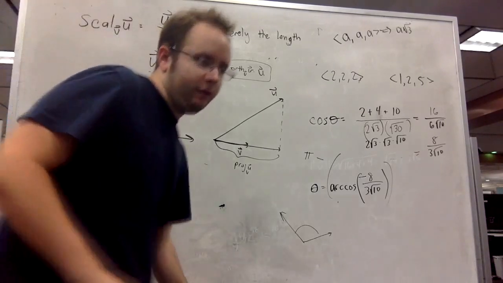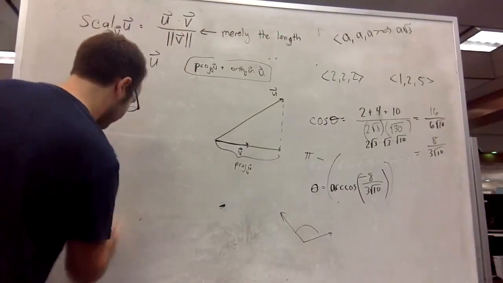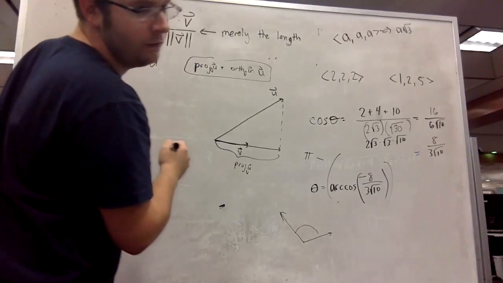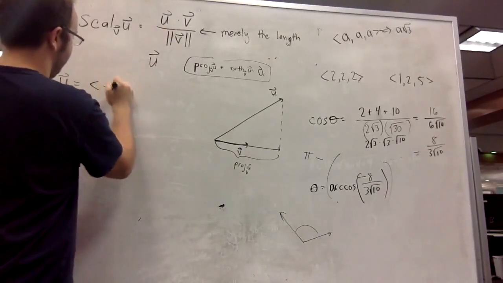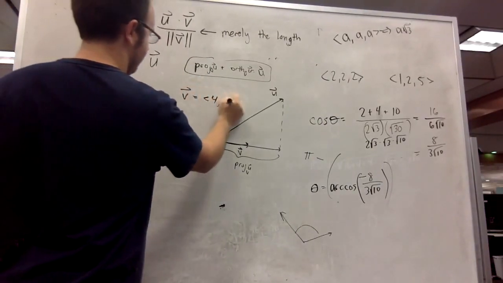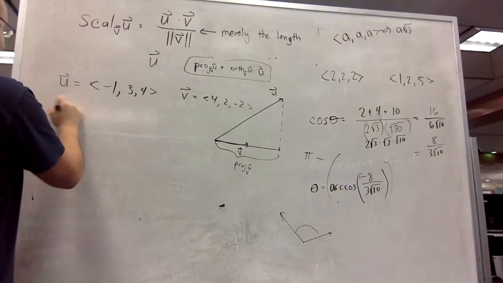So the problem we're given is: what's vector u? u is negative 1, 3, 4. And v is 4, 2, negative 2. So we're just going to apply the formula for the projection of u on v.